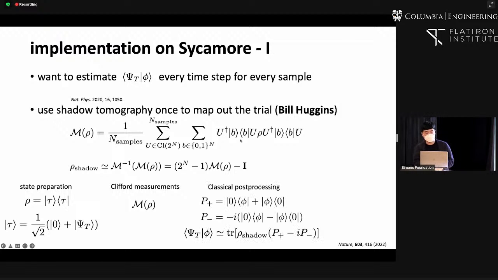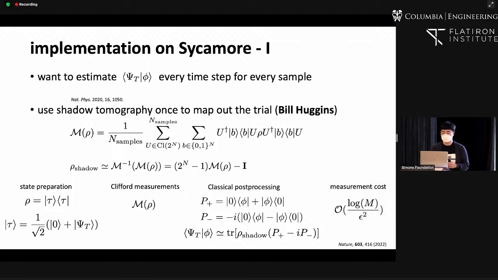And once we do that, we can do classical post-processing, meaning only up to this point, the quantum computers are doing the work. But after this point, the classical post-processing happens on the classical computer in a very efficient way. And using this rho shadow, essentially just M of rho, this Clifford measurement results, we can efficiently estimate the psi trial overlap with phi, the statistical sample wave function. And it works for any psi trial you can write as a quantum circuit. And that's really the point of this exercise.